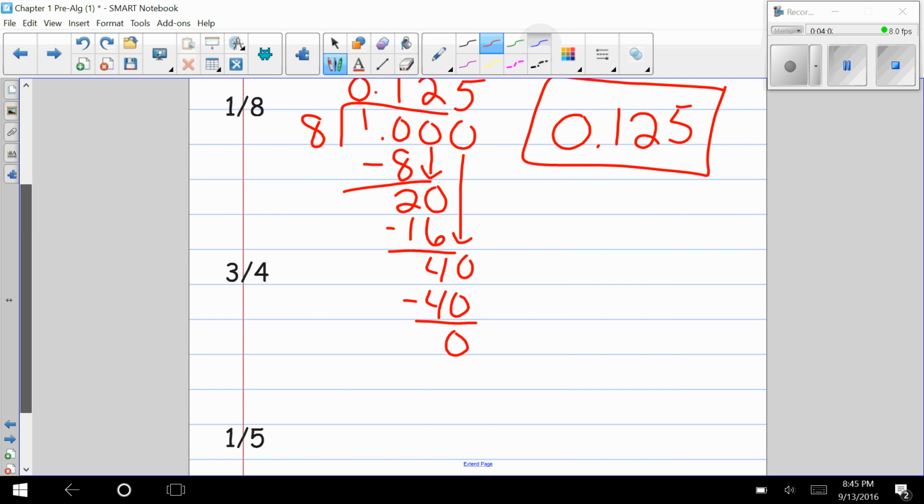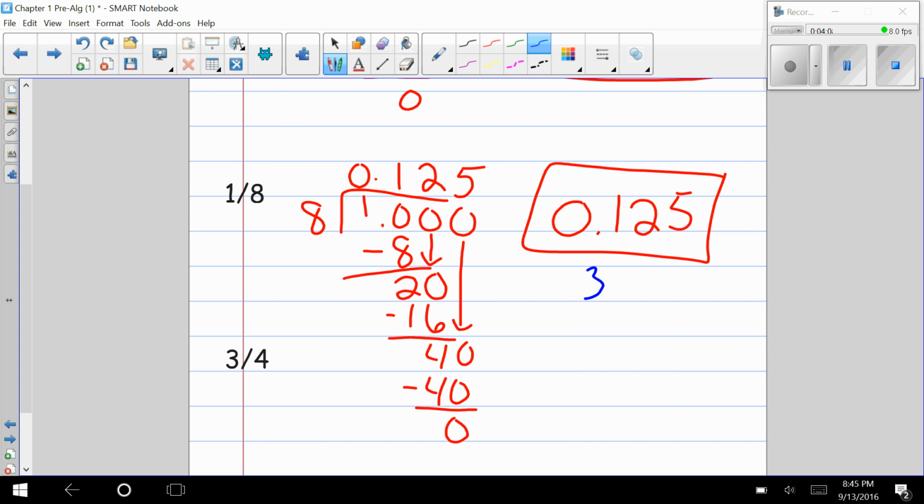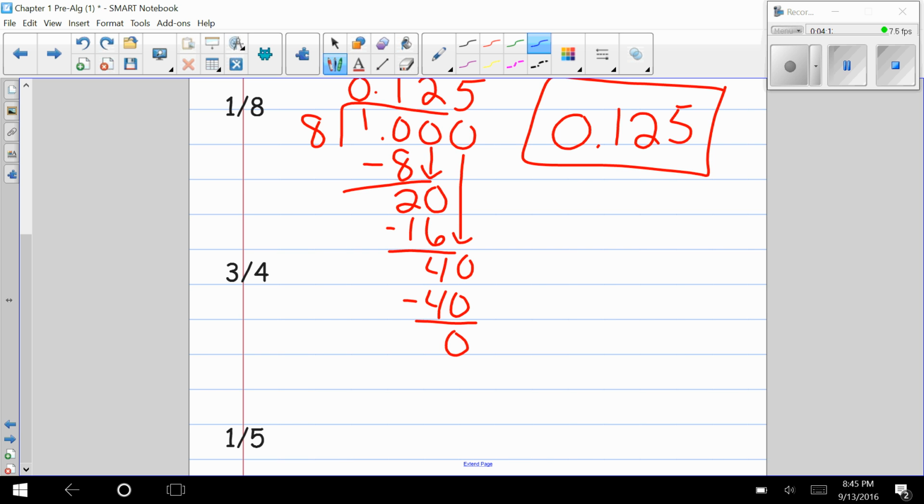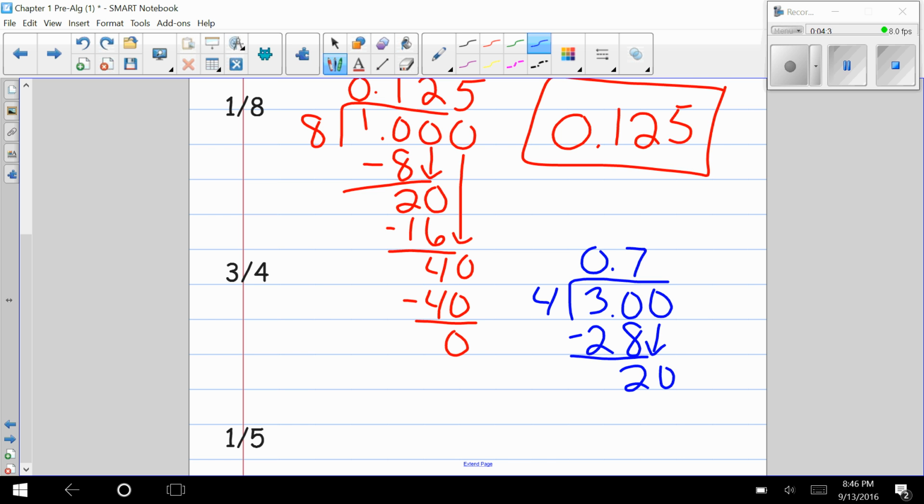For 3/4, I'll switch colors here. The 3 is going to go under the division, and the 4 goes outside. 4 does not go into 3, so I put my 0, add my decimal and a 0 after. 4 goes into 30 7 times. 7 times 4 makes 28. I have 2 left over. Add a 0, bring it down. 5 times 4 makes 20. And I'm left with nothing, which means that 3/4 is equal to 0.75.